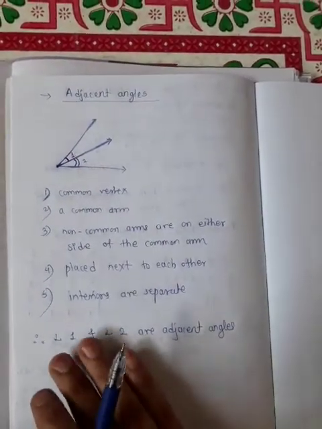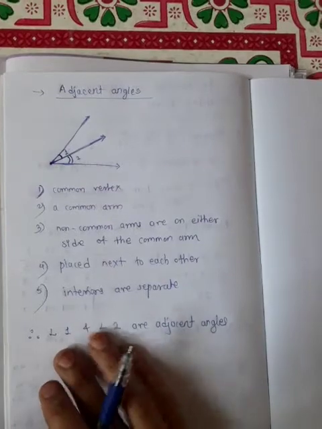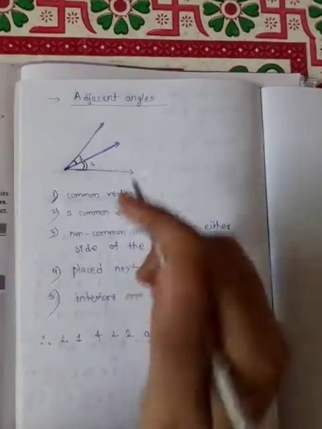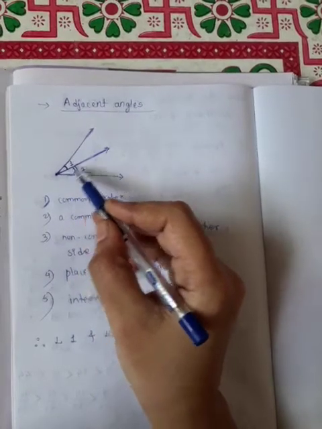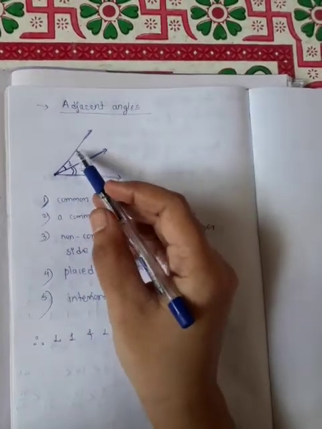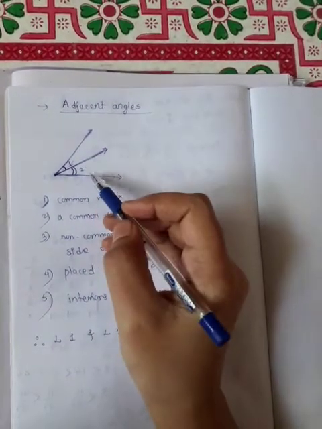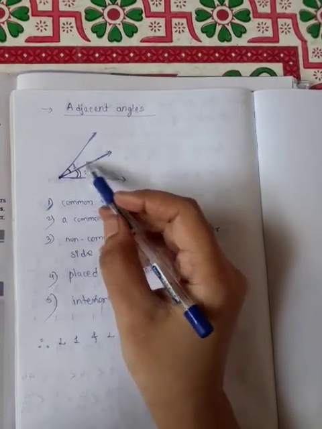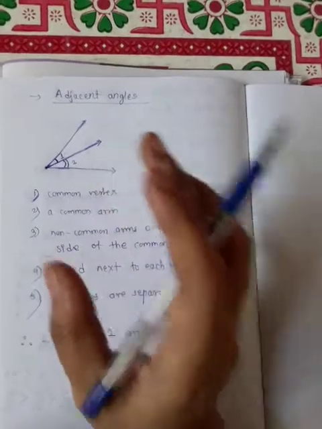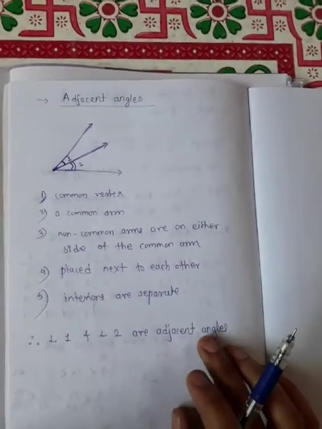When we say two angles are adjacent, they have one common vertex, they have one common arm, their non-common arms are on either side of the common arm, they are placed next to each other, and their interiors are separate. Such angles are called adjacent angles.